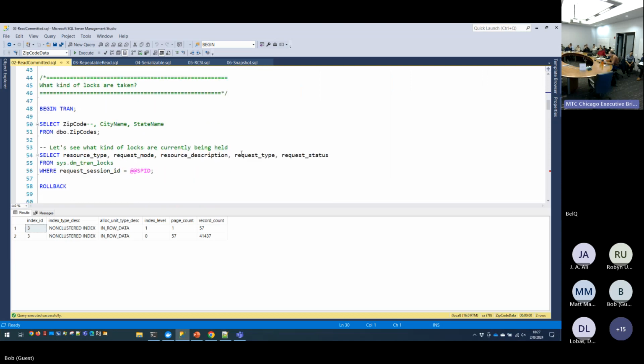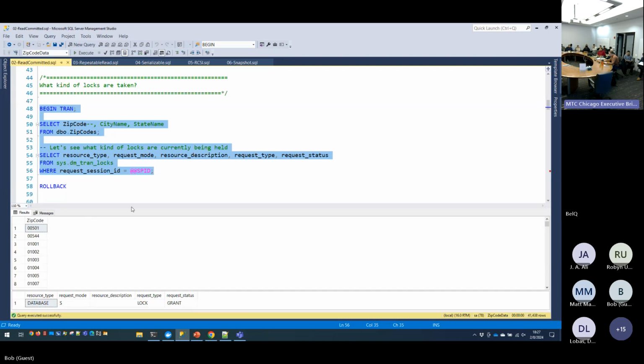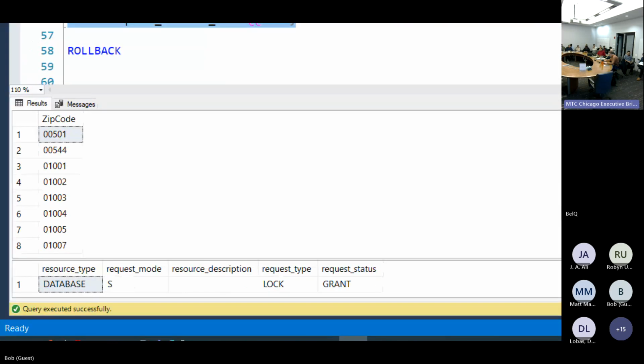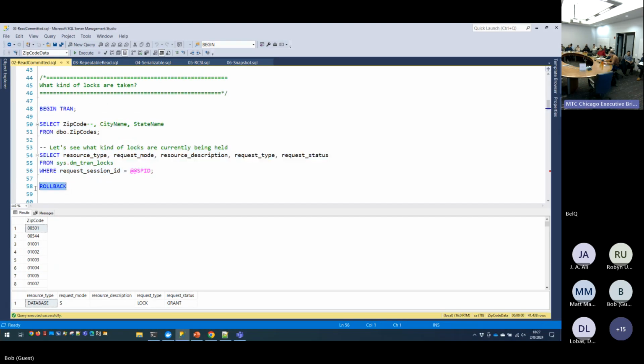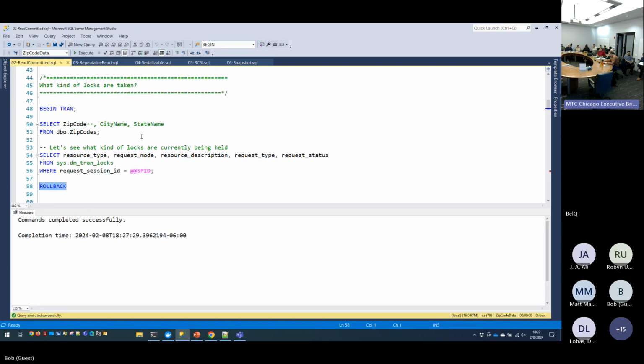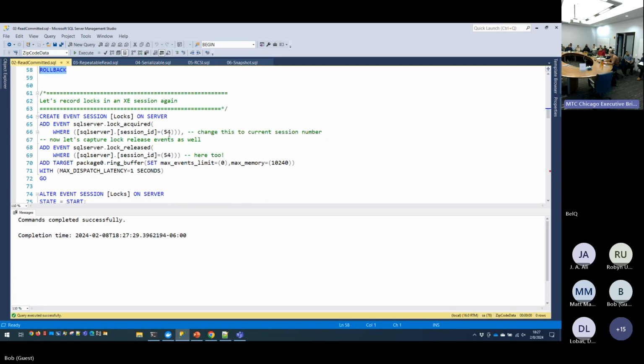To see what kind of locks are taken, we're going to begin a transaction, select our zip code from the zip codes, and then see what kind of locks are currently being held. If we go down here, there's only one row, which doesn't really help us or show much. That's because we really need to record what's going on instead.